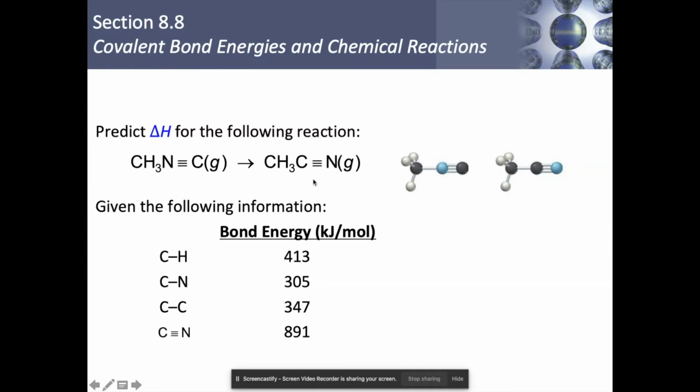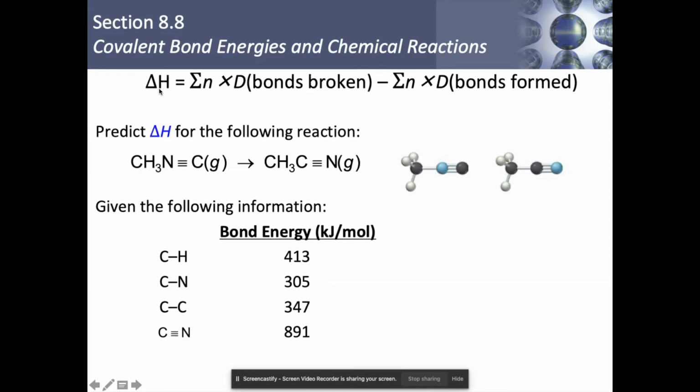All right, let's work through this, okay? So here is our equation. Delta H equals the sum of, again, the number of bonds that are broken minus the sum of the number of bonds that are formed in order to do this. So that means that I'm going to have this first part are the bonds that are going to be broken, okay? Minus, again, the number of bonds that are being formed.